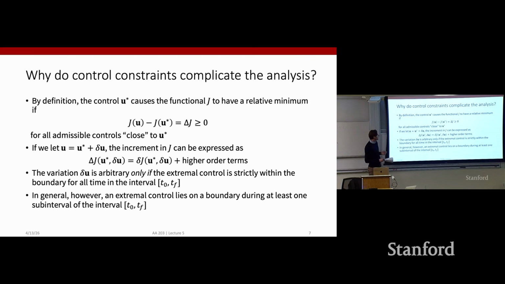Now, what we did last week is that we approximated this increment through its linear term, or the variation, delta j, plus some higher order terms. And then we used the fact that these delta u's could be arbitrary to derive the fundamental theorem of calculus of variation, that is that the variation delta j needed to be equal to 0. Right, so I trust that you're seeing the analog here.